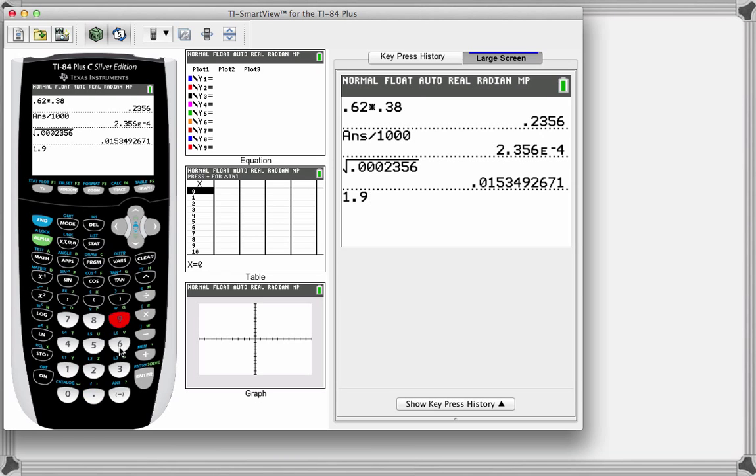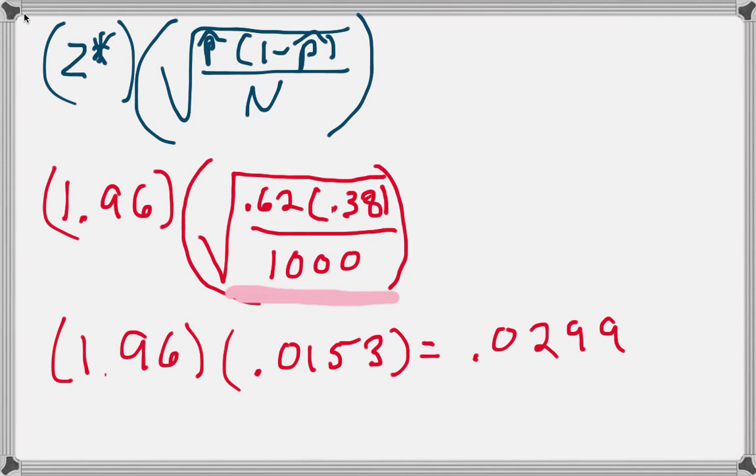1.96 times 0.153. Everything looks good. Hit enter. And we get 0.0299, which is roughly, guys, just right under 3%.